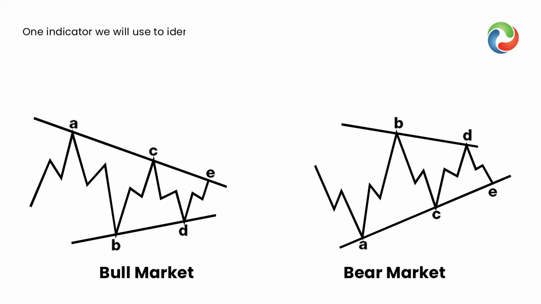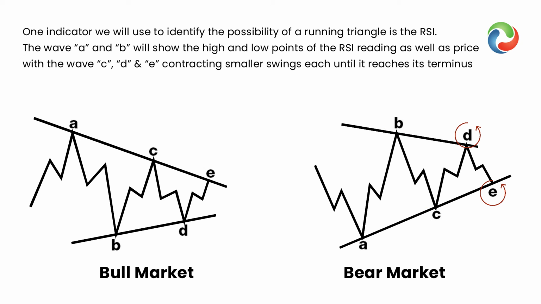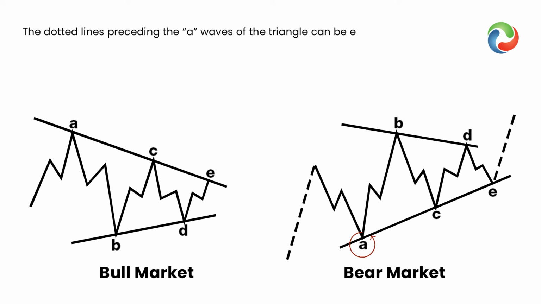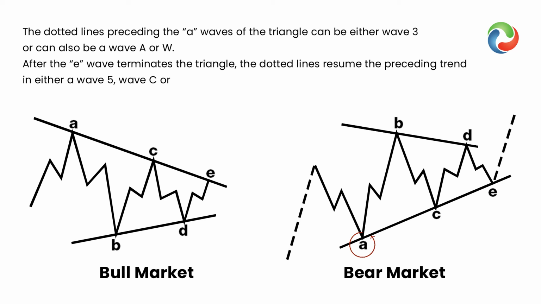One indicator we'll use to identify the possibility of a running triangle is the RSI. The wave A and B will show the high and low points of the RSI reading as well as price, with the wave C, D, and E contracting smaller swings each until it reaches its terminus and resumes its previous trend. The dotted lines preceding the A waves of the triangle can be either wave 3 or can also be a wave A or W. After the E wave terminates the triangle, the dotted lines resume the preceding trend in either a wave 5, wave C, or Y.